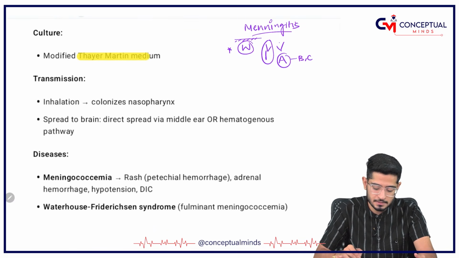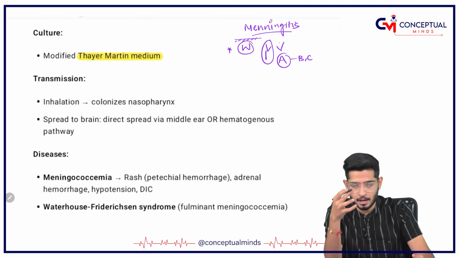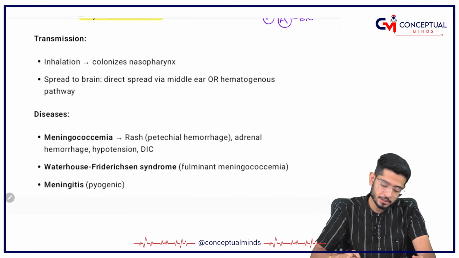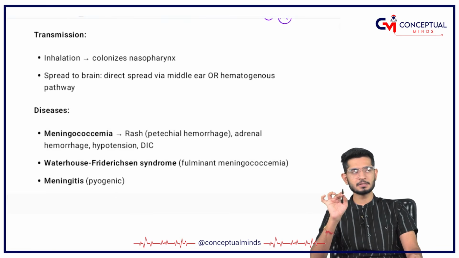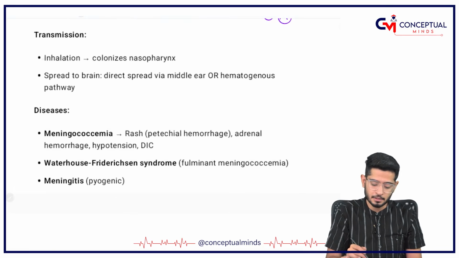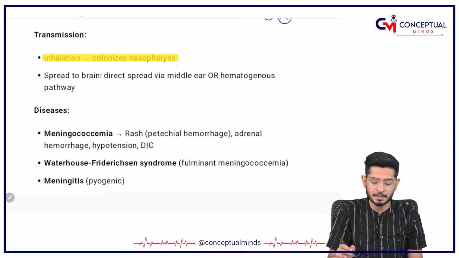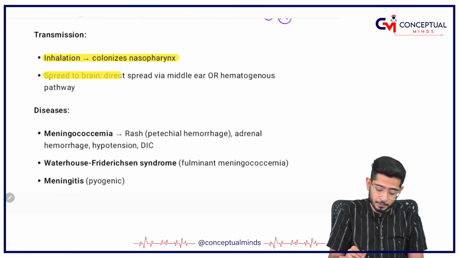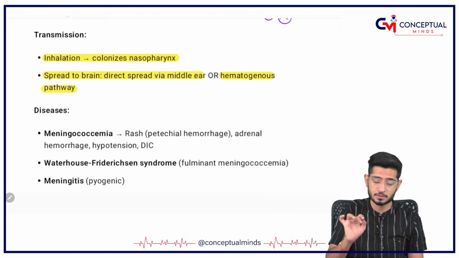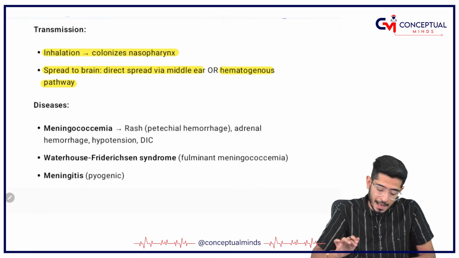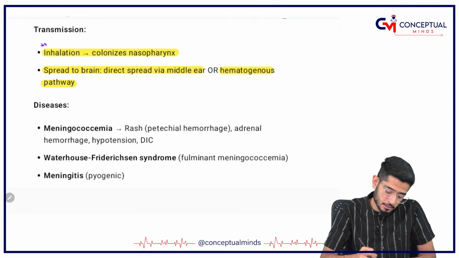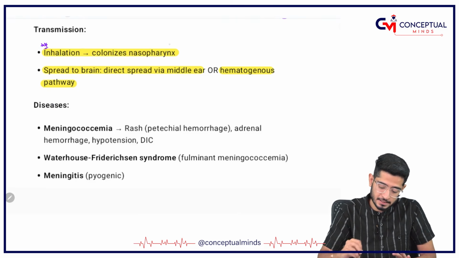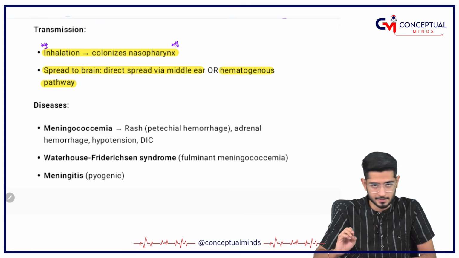Culture media, yes, you have to remember how it is transmitted. Similarly, it's very simple to understand that either it is going to get inhaled and colonized in the nasopharynx, or it is going to spread to the brain directly via the middle ear, or it can take the pathway which is called the hematogenous pathway. So can you see what is happening? Either it is going to pass via inhalation to the nasopharynx, simply.